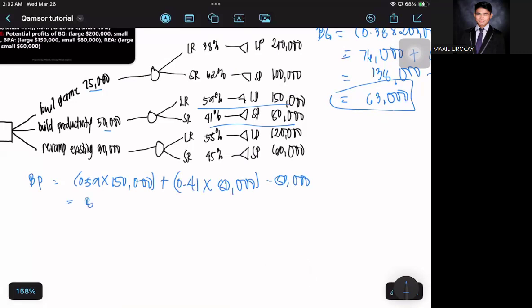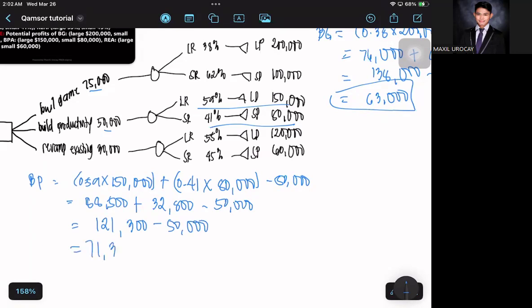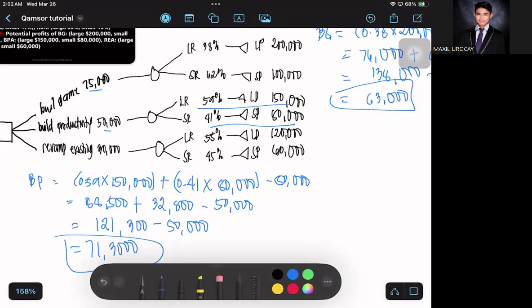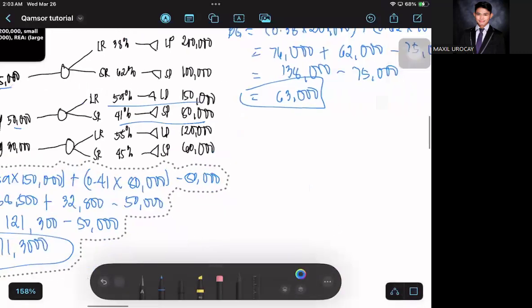Now, 0.59 times 150,000, that is 88,500, plus 0.41 times 80,000, that is 32,800, minus 50,000. So calculating 88,500 plus 32,800, it will equate to 121,300, minus 50,000. That will equate to 71,300. So that's how you will calculate the build productivity app. So let me just bring this into another section.